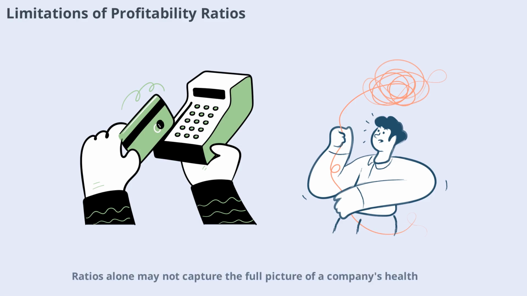Ratios alone may not capture the full picture of a company's health, so it's important to use them alongside other financial metrics in qualitative analysis. Always consider the broader context when interpreting profitability ratios.